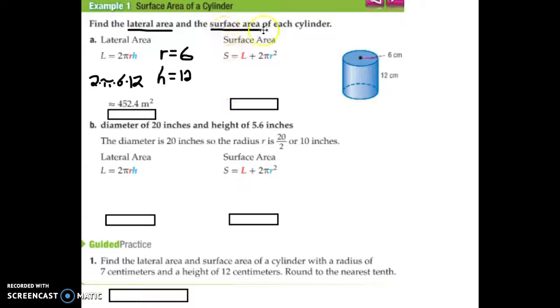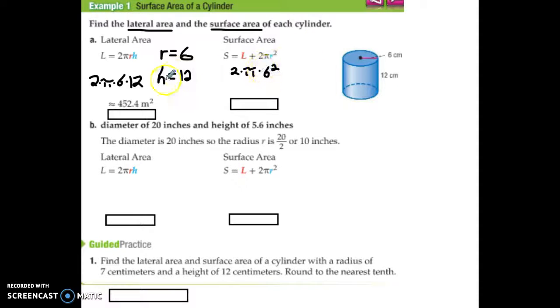Now to find the total surface area, okay, it is the lateral area, this answer, plus 2 pi r squared. So let's just find 2 pi r squared. 2 times pi times my radius squared. We're going to enter that in the calculator.